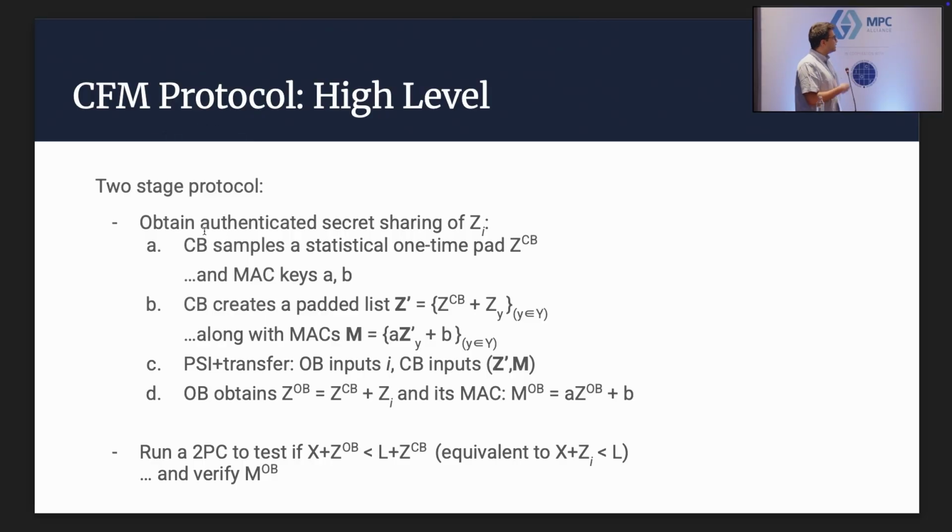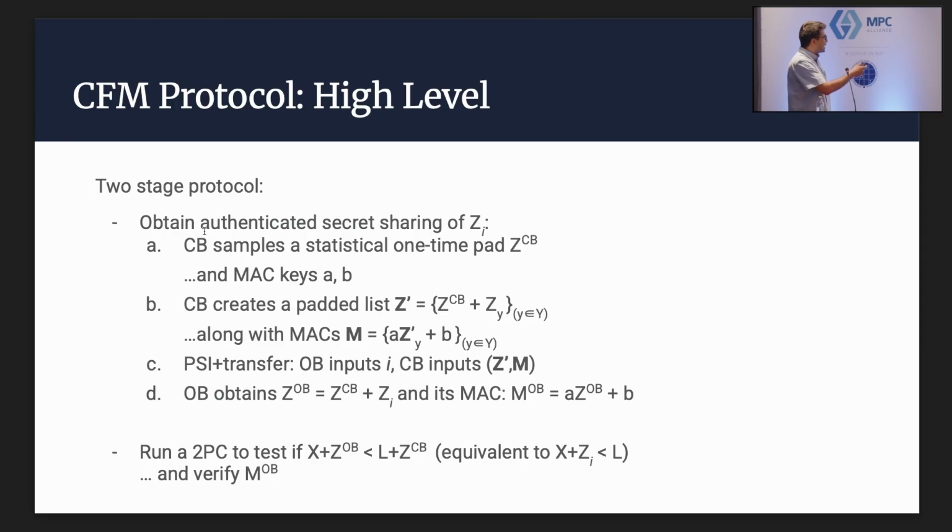Okay, so the first step is to have the central bank, that's the one with the list, sample a statistically large one-time pad ZCB, and for later on, it's also going to sample some MAC keys. And the second step has the central bank using these one-time things. So remember, there's only one pair of MAC keys, and there's only one statistical one-time pad. It uses the one-time pad to encrypt every element individually in its list.